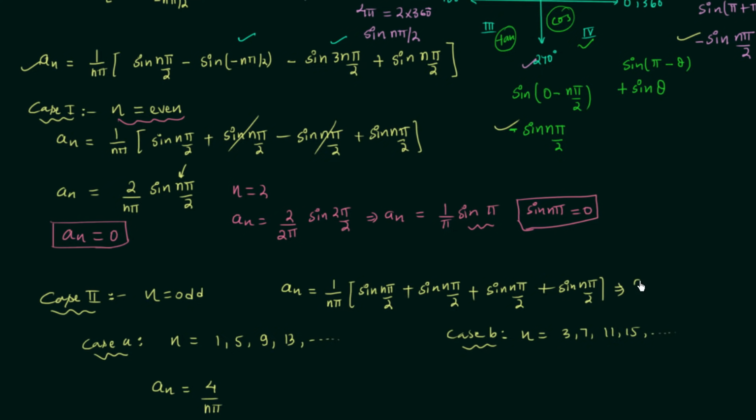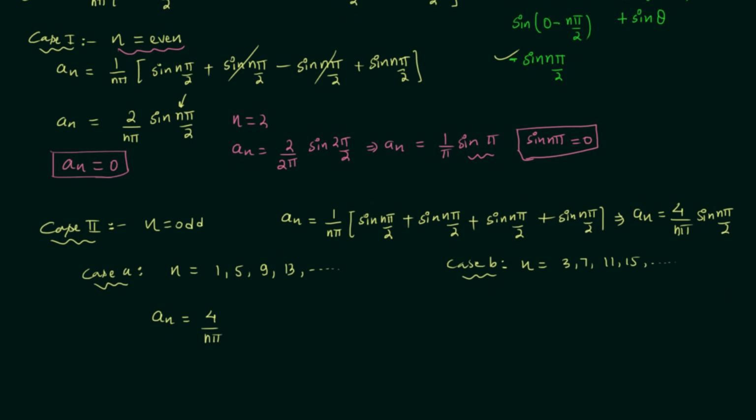So from here an is equal to 4 times sine n pi by 2 multiplied to 1 by n pi, or we can write 4 over n pi sine n pi by 2. And when n is 1, 5, 9, 13 and so on, we will have sine n pi by 2 equal to plus 1, because we know sine pi by 2 is equal to plus 1, but sine 3 pi by 2 is equal to minus 1. And the same way the cycle will repeat itself.